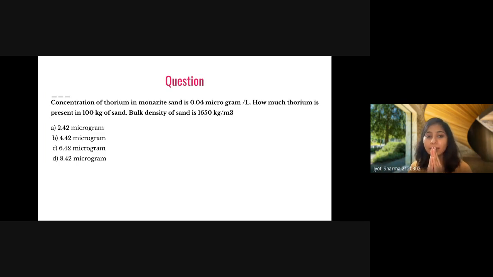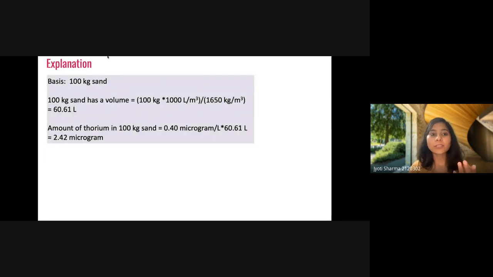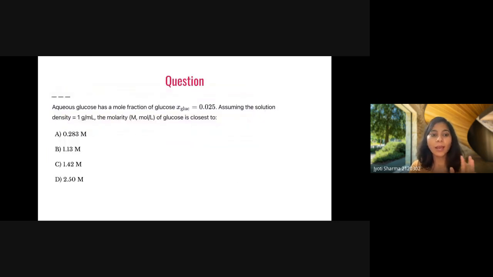This is literally based on density, volume and mass. You know that density is equal to mass by volume. So if you have 100 kg of sand, you calculate the volume based on your density, and then to calculate the amount of thorium, you multiply your volume by 0.40. So this is how you can calculate. And these are the questions related to molarity, molality.